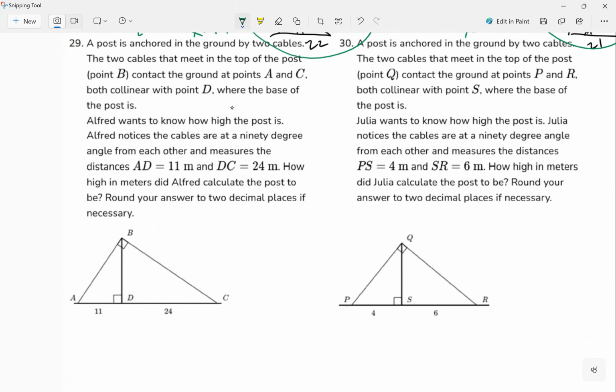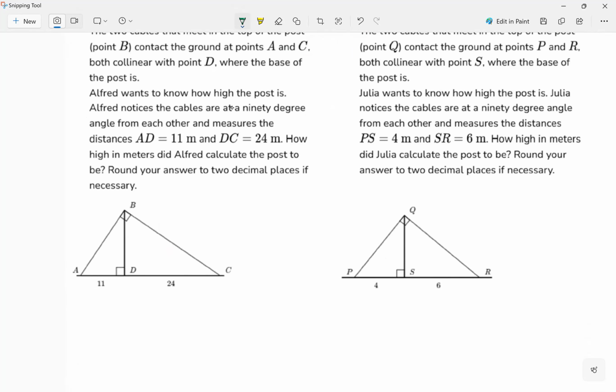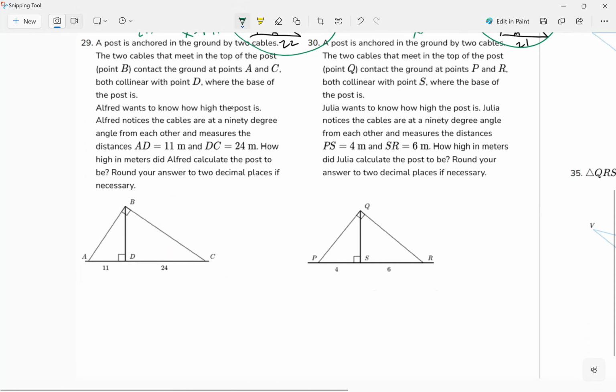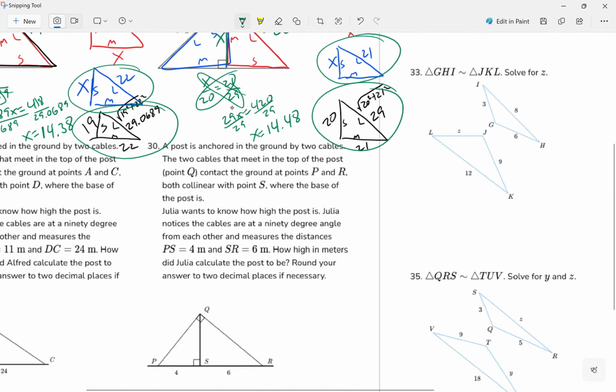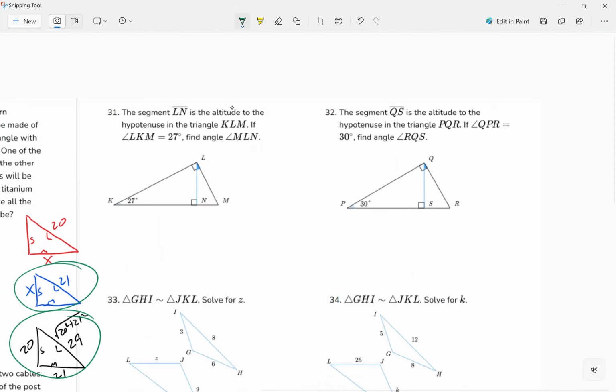A post is anchored in the ground by two cables. The two cables that meet in the top of the post contact the ground at points A and C with collinear point D where the base of the post is. Alfred wants to know how high is the post. You know what? I think I did similar questions to 29 and 30 before, so I'm going to skip those. Let's take a look at number 31 and 32.